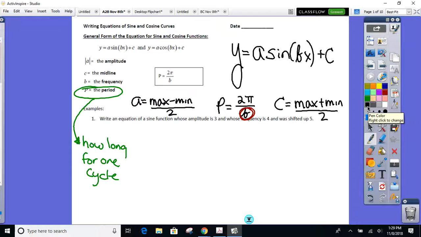All right. Very, very basic right now. Number one, it's a sine curve, sine function. I'm telling you the amplitude is 3, frequency 4, shift 5. So I've given you every single value. Just put it all together and write this equation. You do not have to find any A, B, or C value. I have given all 3 of them to you. So always start it out with Y equals, because it's not an equation unless it has an equal sign.